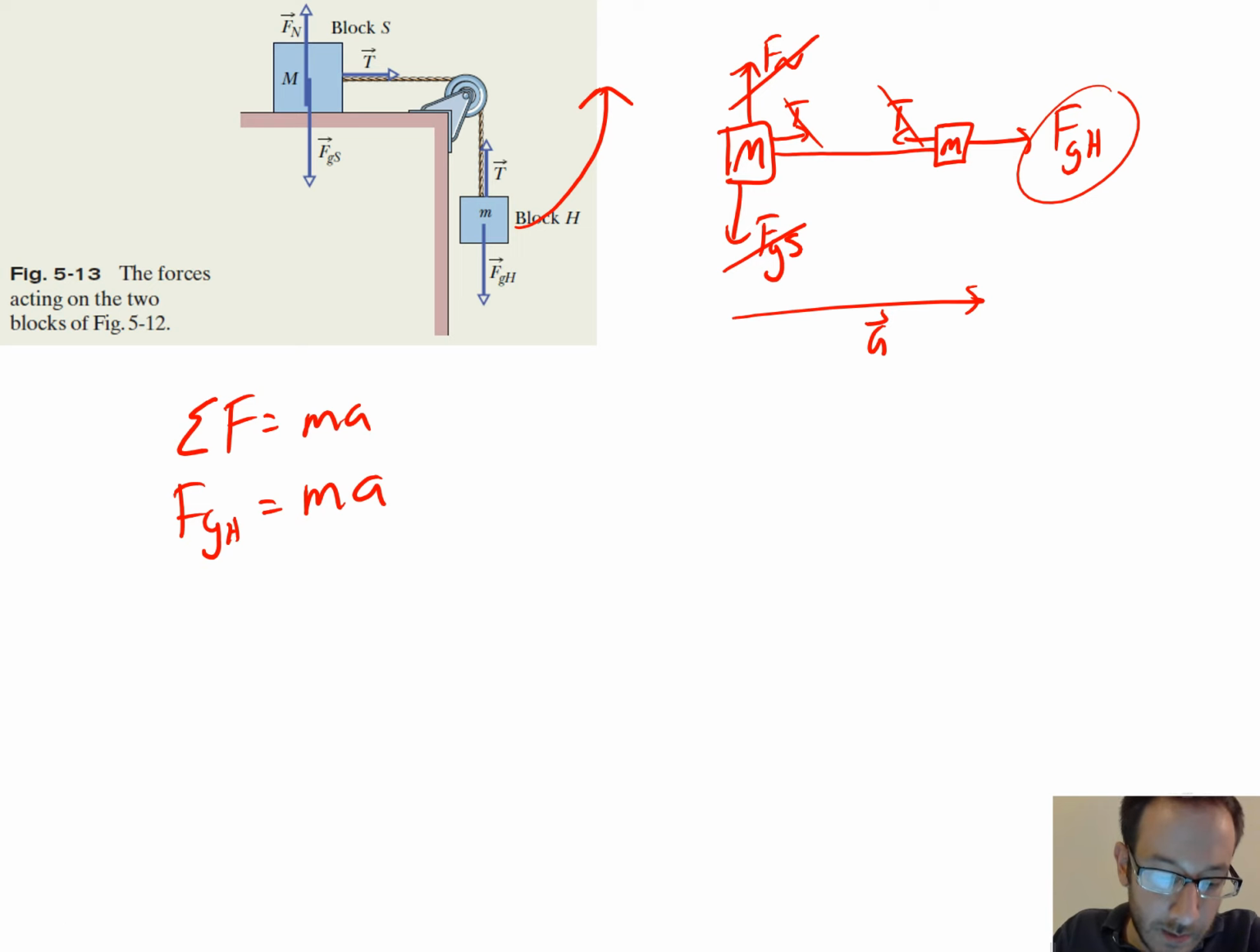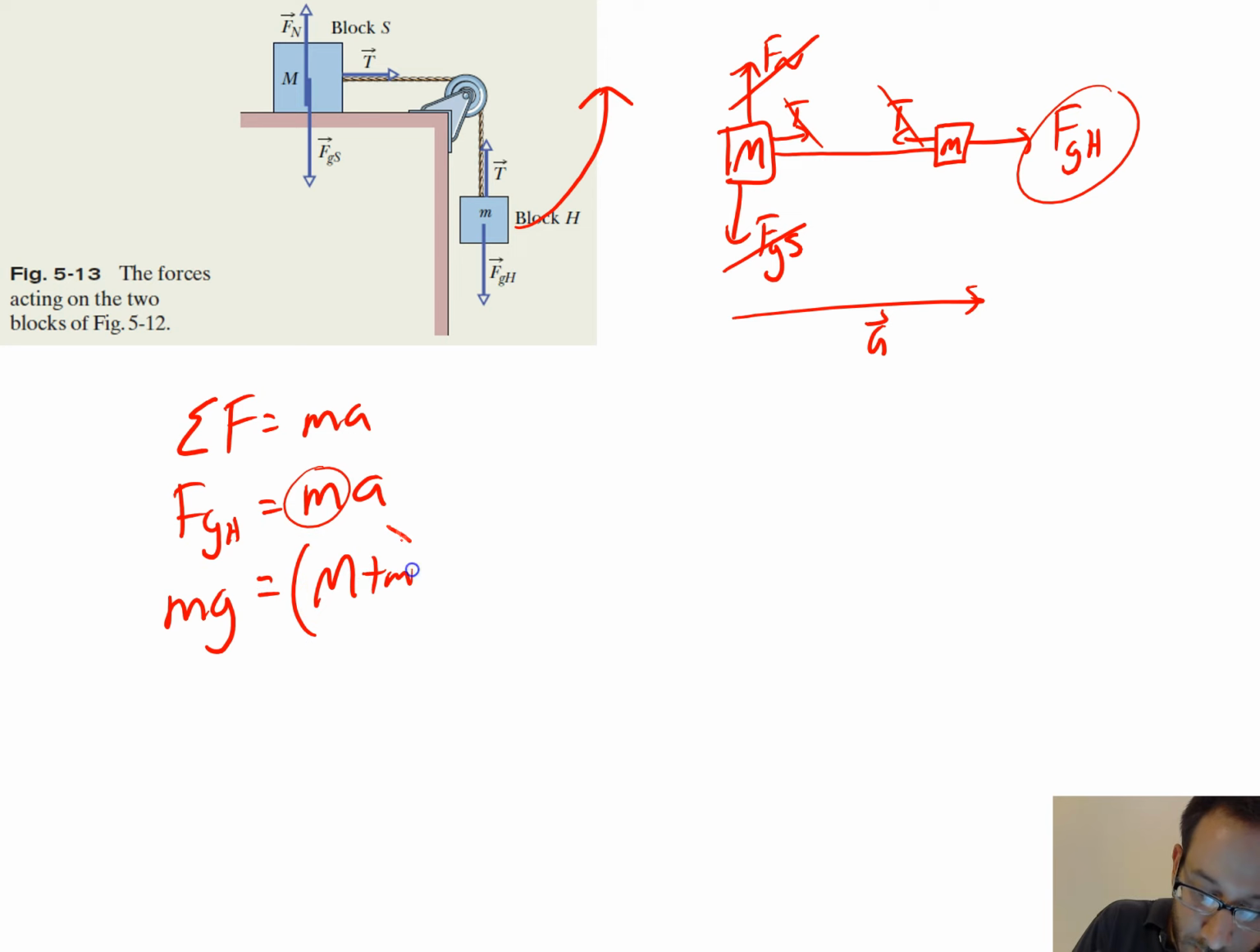Now, something we need to keep in mind is that, since we did all the forces of this entire system, this is going to be the total mass, all right? So this mass here is actually big M plus little m. If I write this out, we have mg, which is just little m times the gravity. That's the only force we have. And this is equal to, well, this mass is big M plus little m times the acceleration.